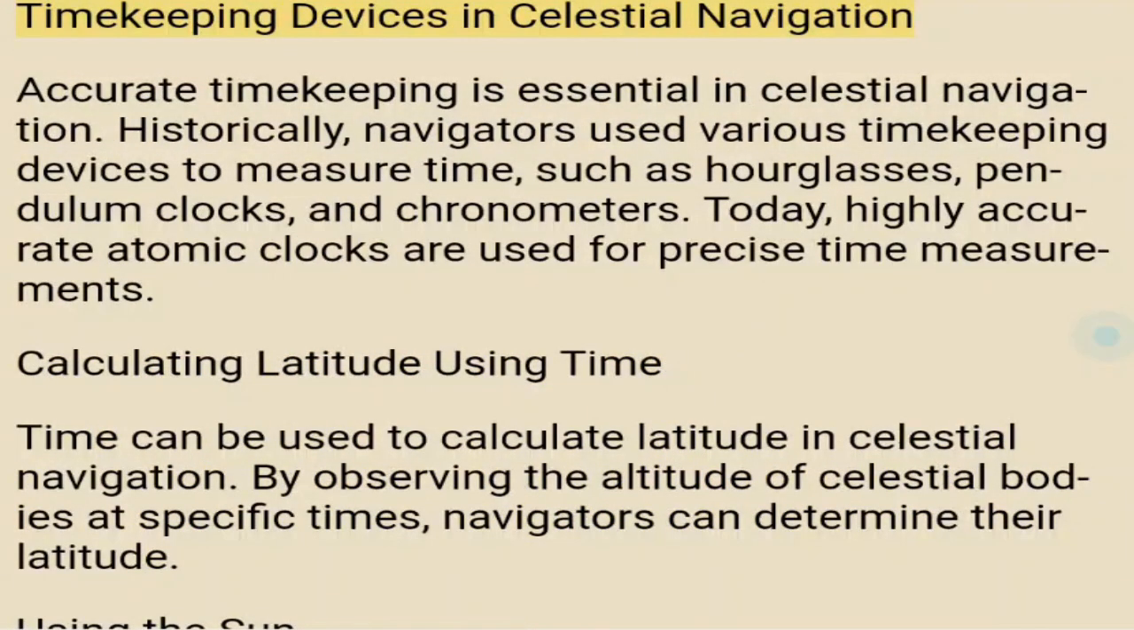Timekeeping devices in celestial navigation. Accurate timekeeping is essential in celestial navigation. Historically, navigators used various timekeeping devices to measure time, such as hourglasses, pendulum clocks, and chronometers. Today, highly accurate atomic clocks are used for precise time measurements. Calculating latitude using time. Time can be used to calculate latitude in celestial navigation. By observing the altitude of celestial bodies at specific times, navigators can determine their latitude.